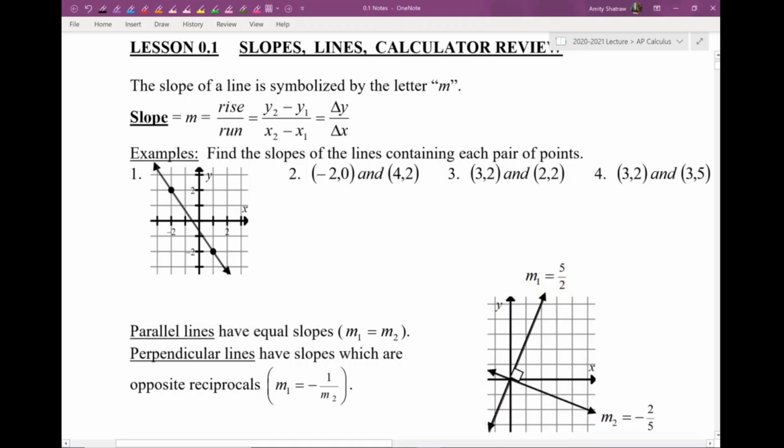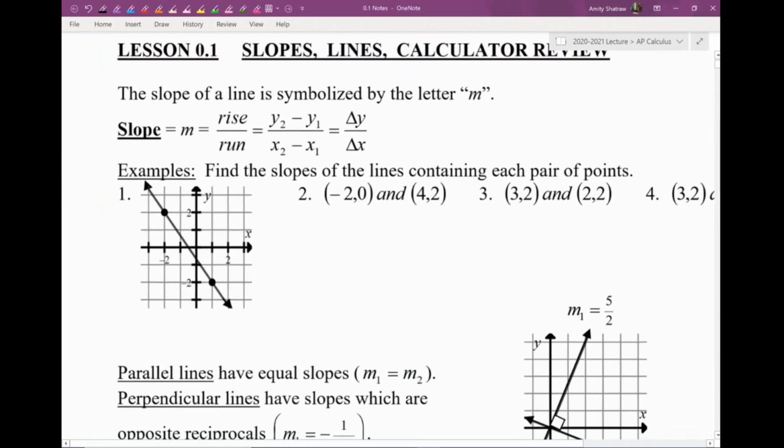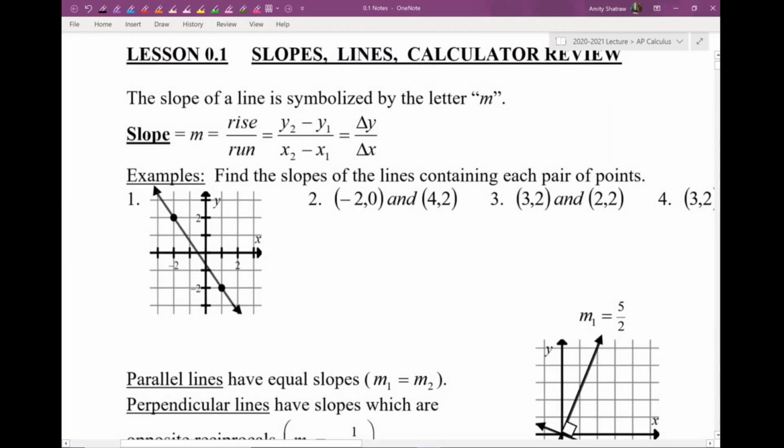Good morning. So here we are at lesson 1, slopes, lines, and calculator review. I want to remind you that we went over the delta and subscript numbers and the slope formula. When we find the slopes of the lines containing each pair of points, what you need to know is that in a calculus class, you will need to be able to find a slope when given a graph, and you will need to be able to find a slope when given just the numbers for the points alone. So we're going to go through these examples and you'll see how I calculate it.